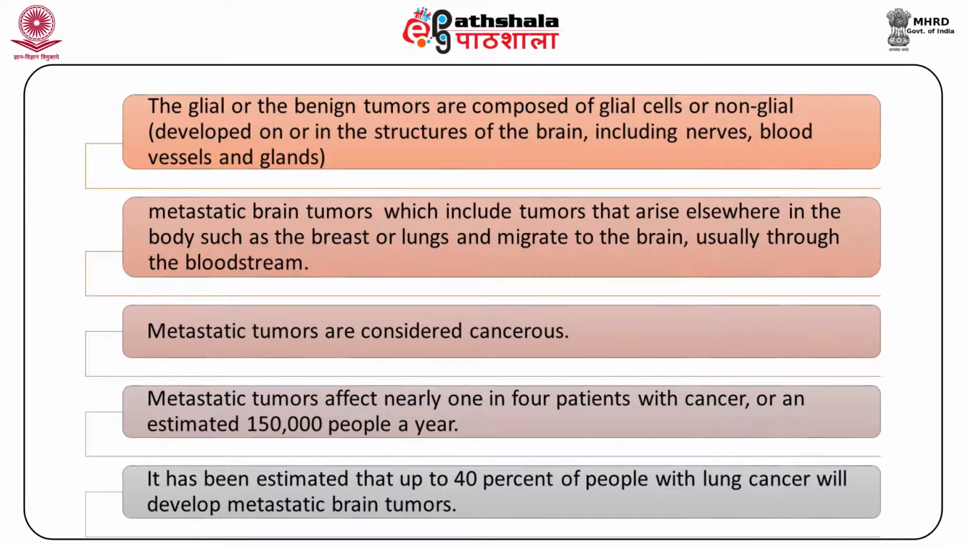The glial tumors are composed of glial cells, while non-glial tumors develop on or in the structure of the brain, including nerves, blood vessels and the glands. And metastatic brain tumors include tumors that arise elsewhere in the body, such as the breast or lungs, and migrate to the brain, usually through the bloodstream. Metastatic tumors are considered cancerous. Metastatic tumors affect nearly 1 in 4 patients with cancer, or an estimated 150,000 people a year. It has been estimated that up to 40% of people with lung cancer will develop metastatic brain tumors.